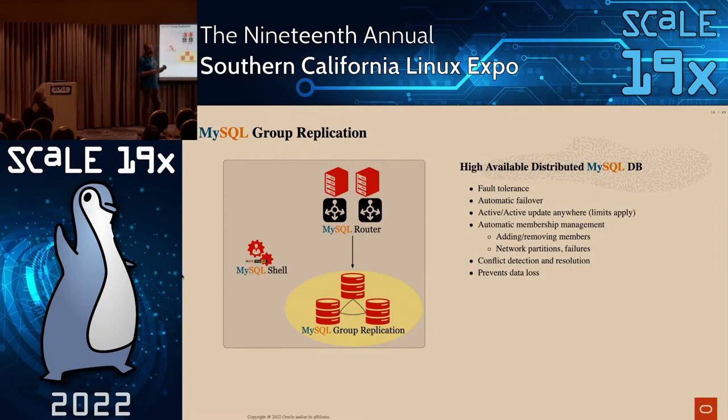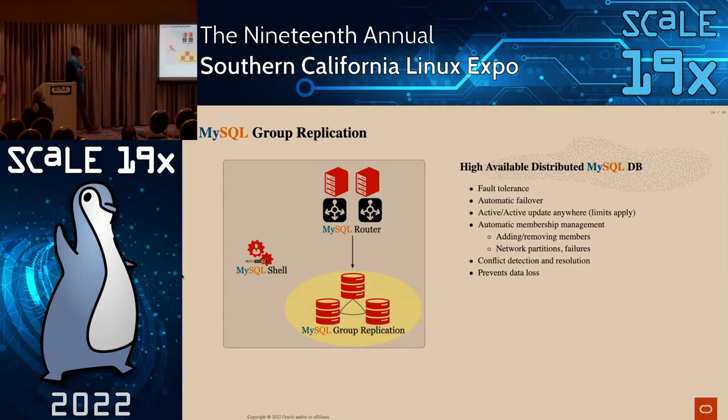We have conflict detection and resolution, so if you write to multiple members at the same time and they conflict somehow, we have basically a first committer wins system. The first one to commit will win and the other one will roll back. That's part of the protocol. So we prevent data loss in this case, of course. RPO 0, no data loss when a member fails.